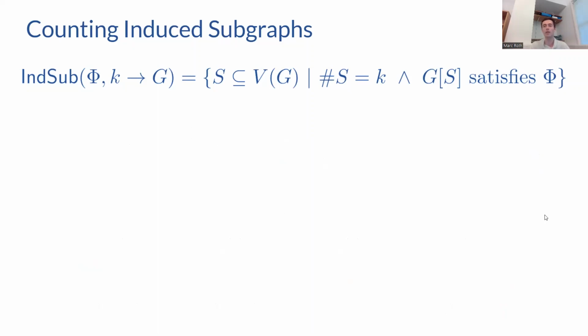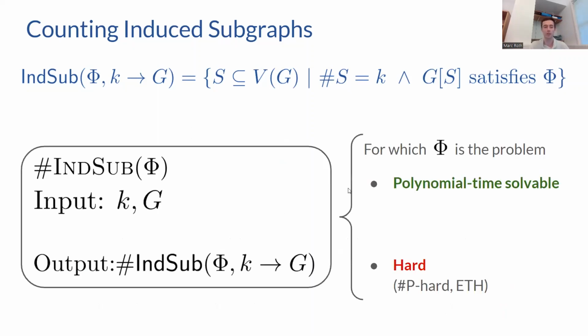Now, if you fix a graph property phi, this defines a computational problem, which we call #IndSub(phi). And the input of this problem is a pair of a positive integer k and a graph G. And the output is the cardinality of the set. That is, again, just the number of k-vertex induced subgraphs of G that satisfy phi. And the goal of this line of research is to find out for which properties phi this problem is easy and for which it is hard.